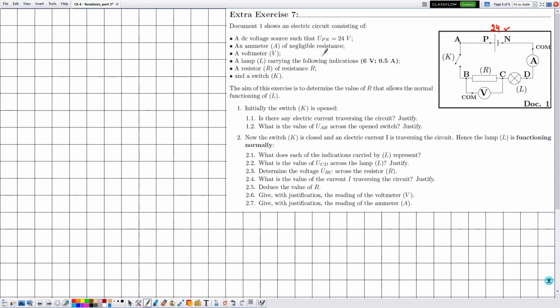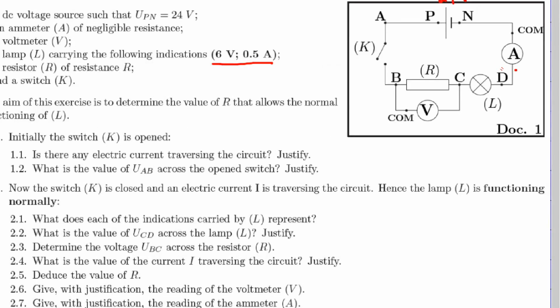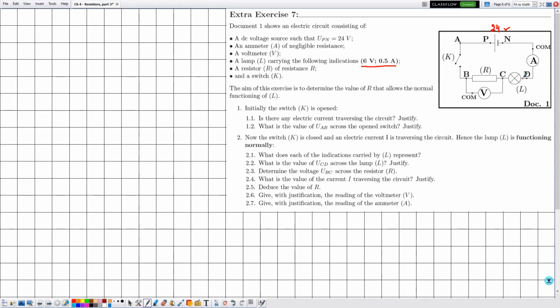An ammeter A of negligible resistance, a voltmeter V, a lamp L carrying the following indications 6 volts and 0.5 ampere. Notice that these indications correspond to the lamp L. Notice that I didn't label these indications here because yet we don't know if the lamp L is functioning normally. A resistor of resistance R and a switch K. The aim of this exercise is to determine the value of R that allows the normal functioning of L. Then this is important, okay?